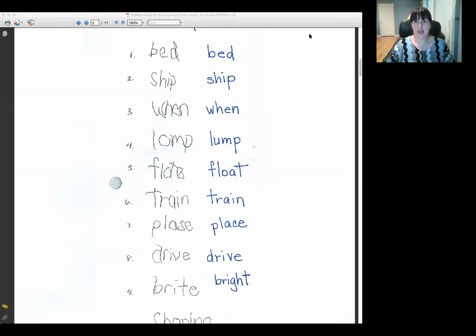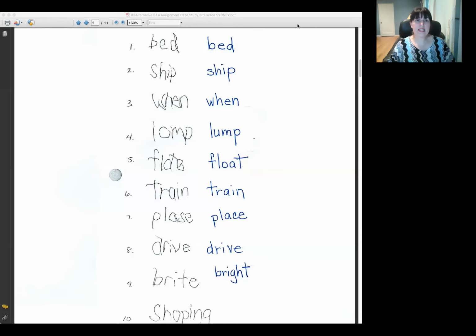So let's take a look at Sydney's spelling inventory. This is Sydney's spelling inventory test. The first word is bed. The teacher may say, number 1, bed, bed. It is time to go to bed. Number 2, ship, ship. The ship sailed on the sea. The teacher would continue the test for the rest of the words.